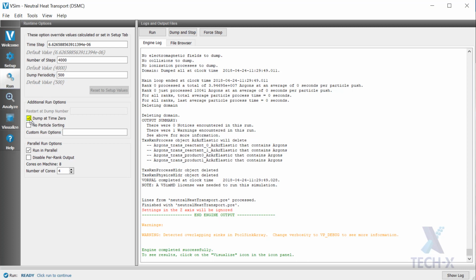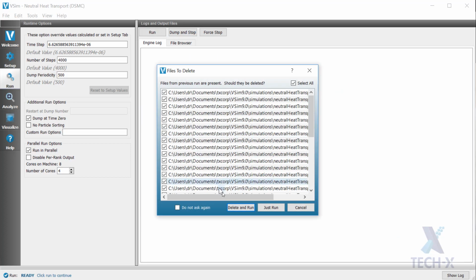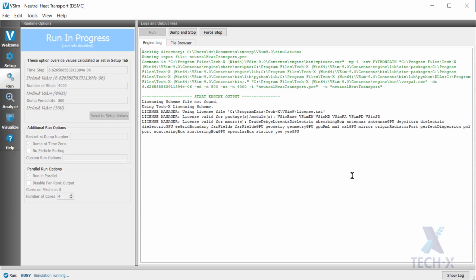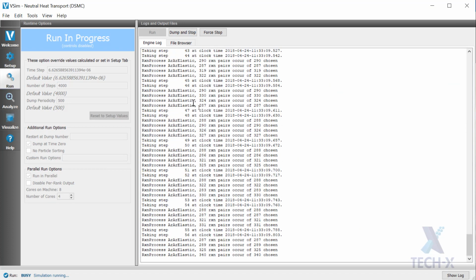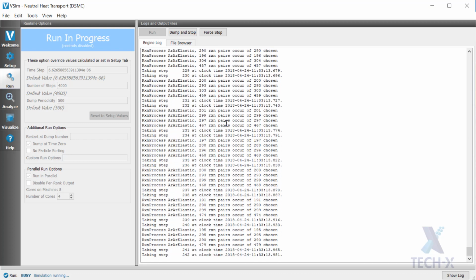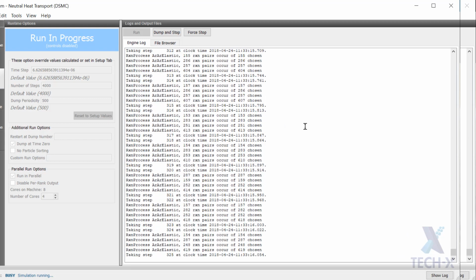We can then choose to dump at time 0. This will dump our initial conditions. We're going to run in parallel just on 4 cores. And so we can go ahead and hit run, and we'll see the simulation start to run. And most of this output will be things like setup, and then now we can see it's taking steps and doing the reactions that we specified.